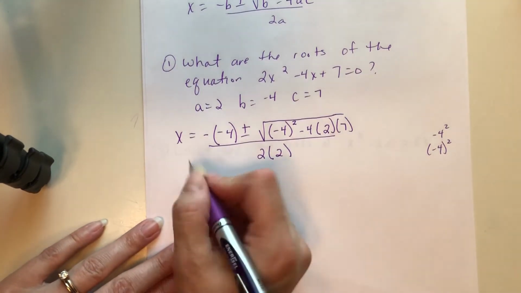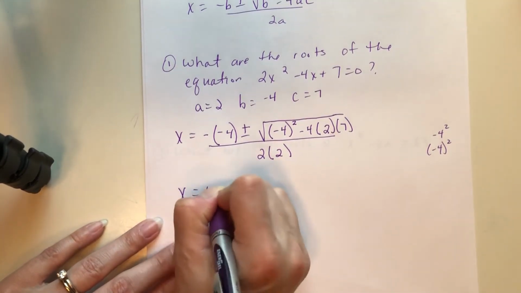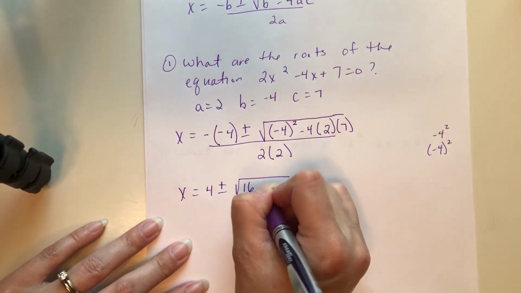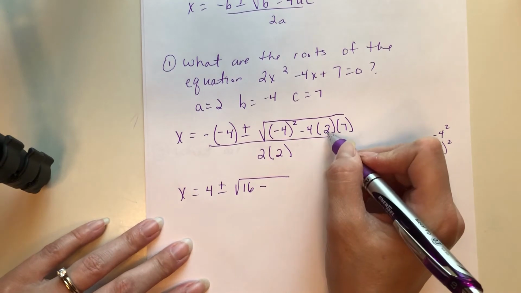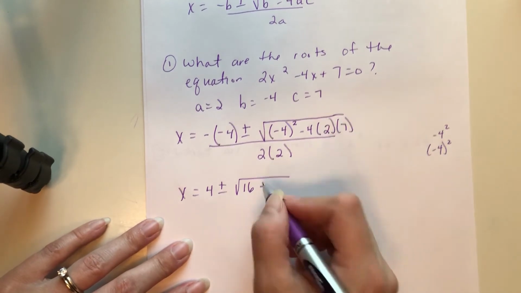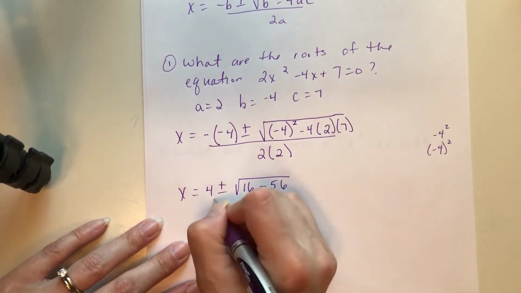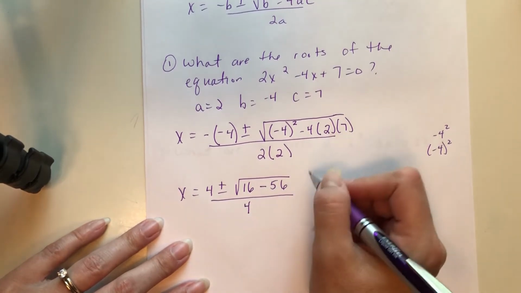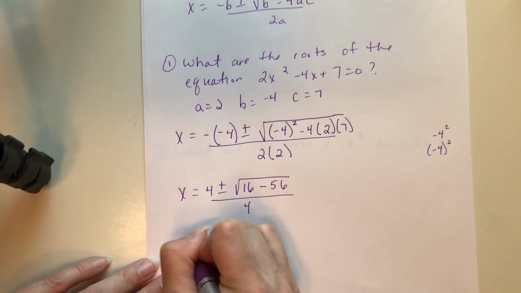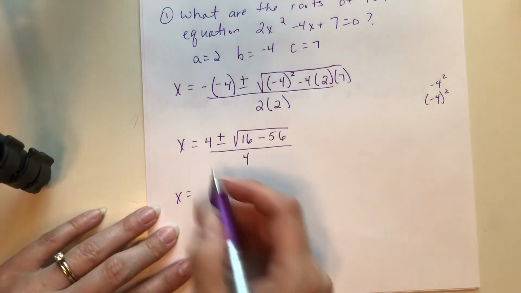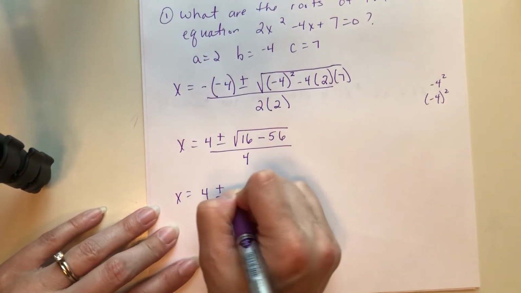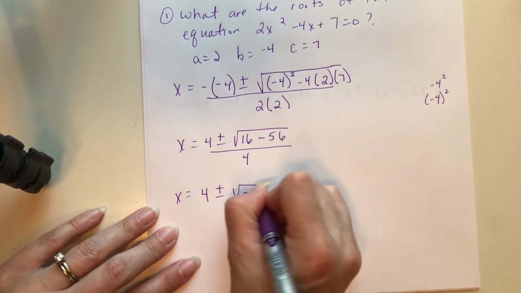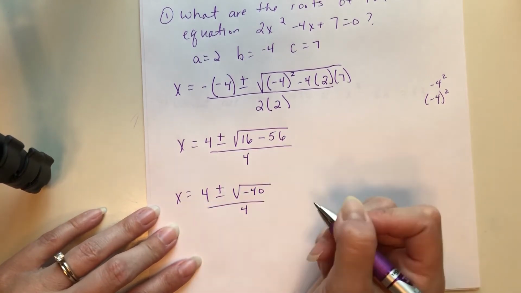So let's simplify that. X equals positive 4 plus or minus the square root 16 minus 4 times 2 is 8, 8 times 7 is 56, 2 times 2 is 4. Okay, so x equals 4 plus or minus the square root 16 minus 56 gives me negative 40 all over 4.